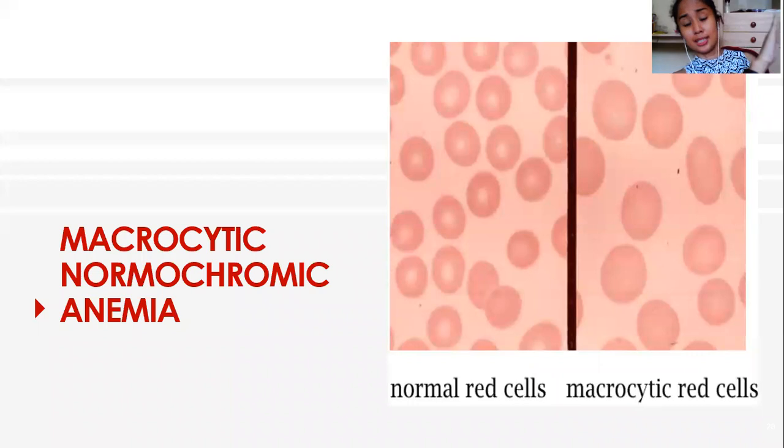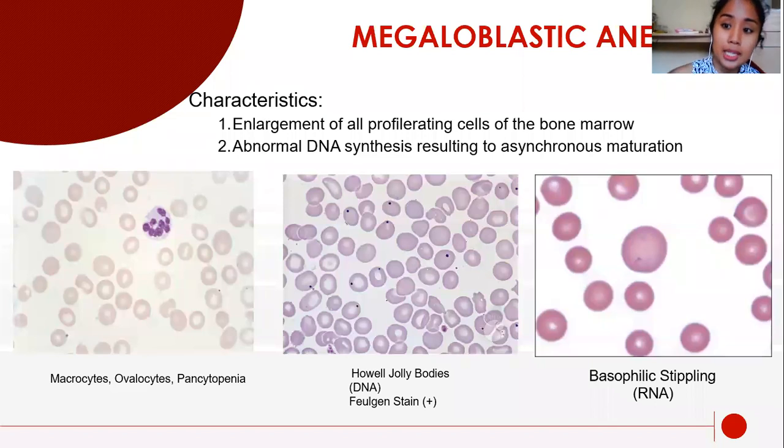Okay. Let's start, guys, with your macrocytic normochromic anemia. So here in this image, observe nga natin, that it's normochromic kasi we can still see the pallor. Mukhang buo pa yung pallor, but it's bigger. Yan, macrocytic red cells. So expect the MCV is more than 100 femtoliters.